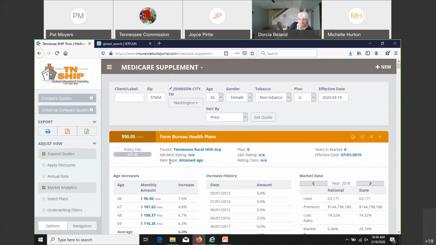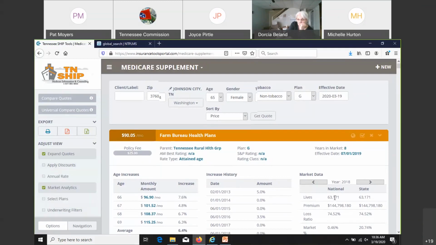Community rated, everyone who purchases that plan pays the same premium. That one cannot change due to age or anything like that. It can change due to inflation, but not due to any factor like age. Typically, over a lifetime, community rated is the most cost effective, followed by issue age, and attained age being the most expensive over a lifetime typically.